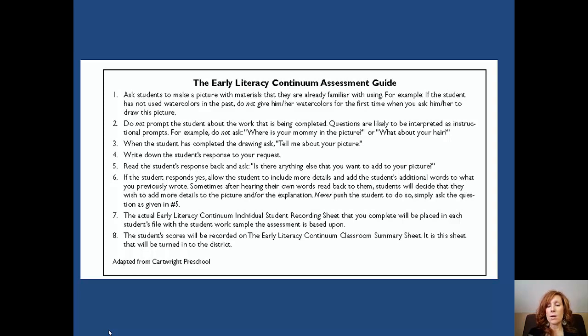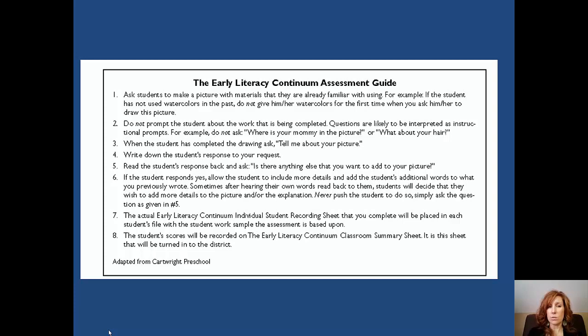Or what about your hair? You left off your hair. Because you want them to tell you about the picture just based on their own ability and not by giving any prompts from you. So you ask the child to tell you about their picture, and you write down the student's response. Then in the 5th step, you read back what the student has told you, and then ask them if there's anything that they would like to add to their picture.